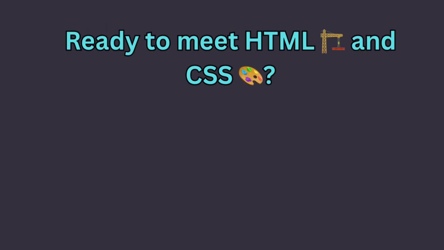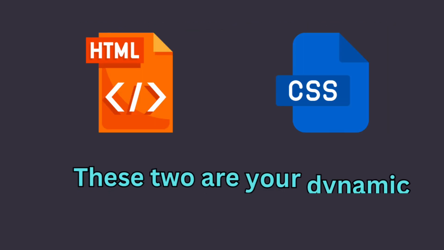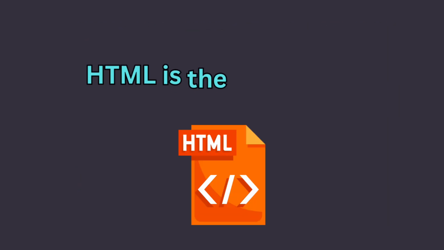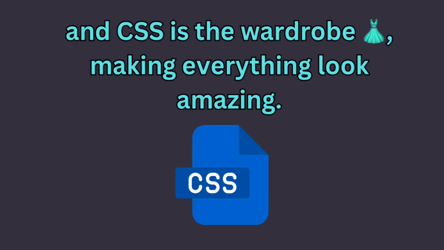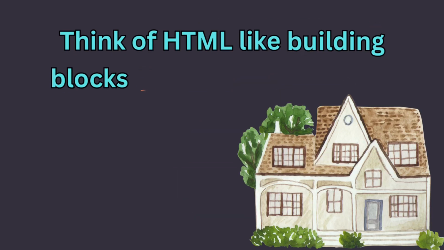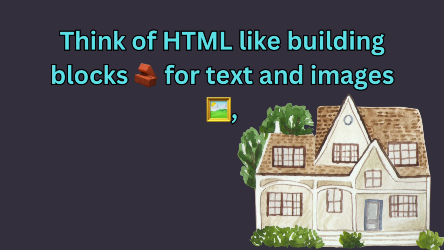Ready to meet HTML and CSS. These two are your dynamic duo. HTML is the skeleton, it holds the structure. And CSS makes everything look amazing, the wardrobe and makeup. Think of HTML as a series of building blocks that hold things like text and images. Start with the simple stuff like P for paragraphs and IMG for images.